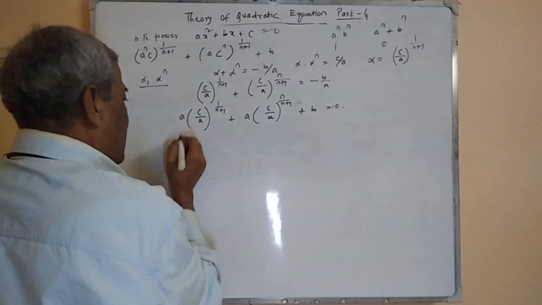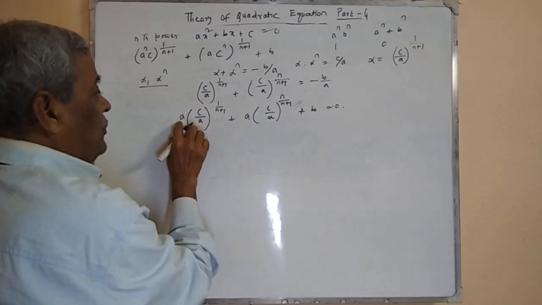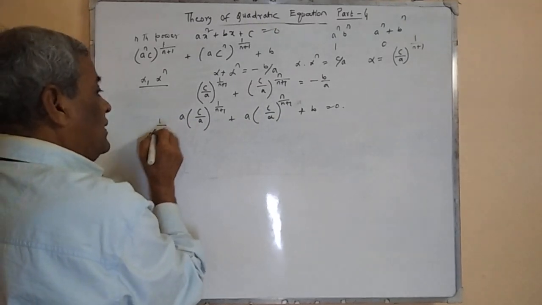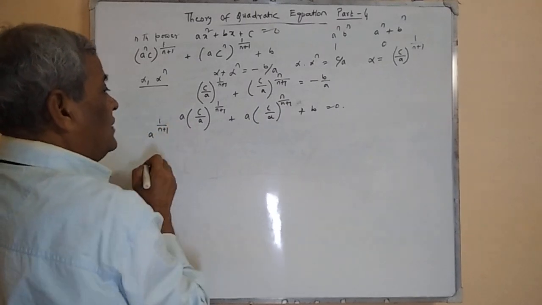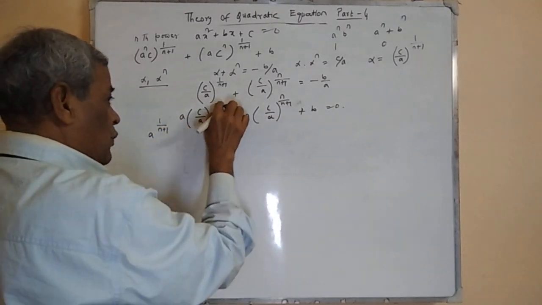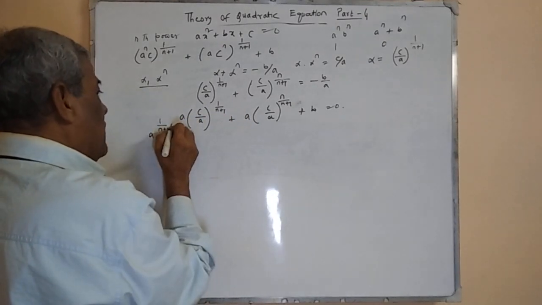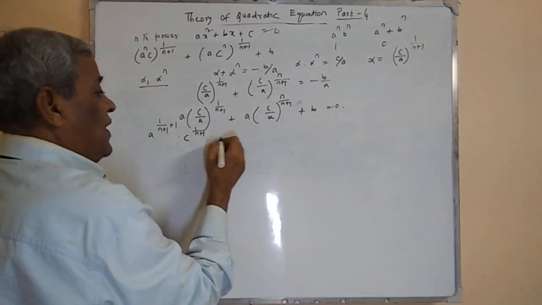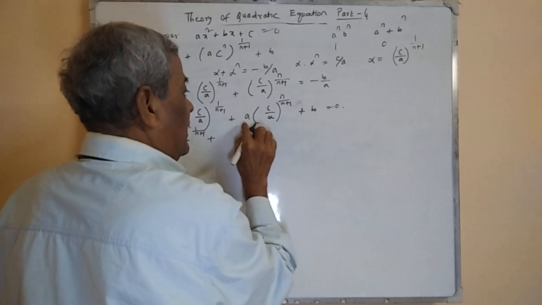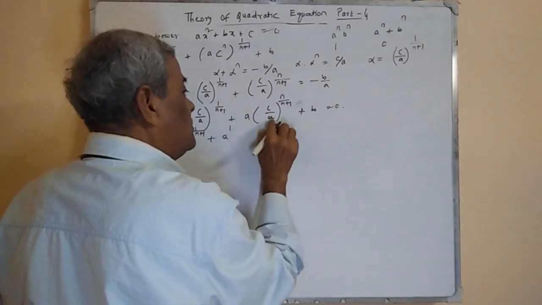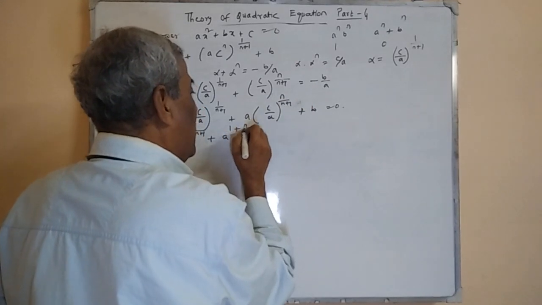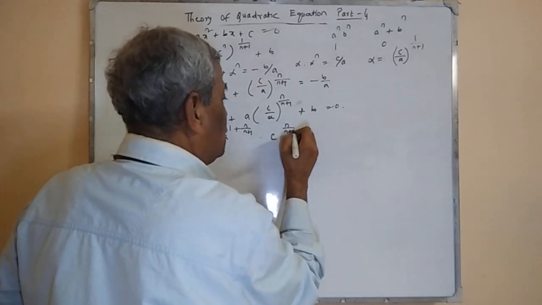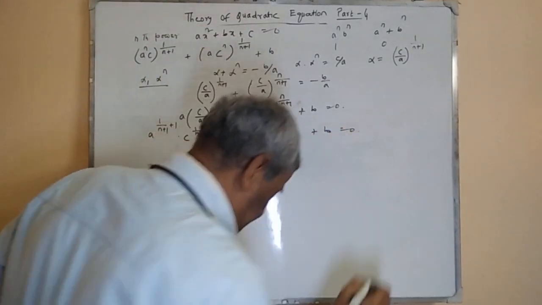So it is actually, I collect the power of a from there and from there also. It is a to the power 1 by n plus 1 into a, means a to the power 1 plus 1, into c to the power 1 by n plus 1, plus here a to the power 1 plus n by n plus 1 into c to the power n by n plus 1, plus b is equal to 0.